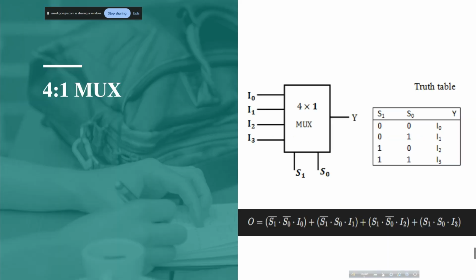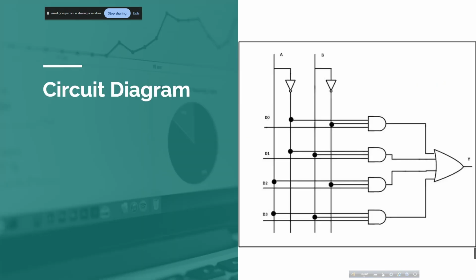4 cross 1 multiplexer. There are four data inputs and two selection lines, that is S1, S0, and on the right side, there is a truth table. Finally, a logic expression is given below. Okay, let's go to the next slide. Here, the slide shows a circuit diagram of the 4 cross 1 multiplexer. Okay, next.